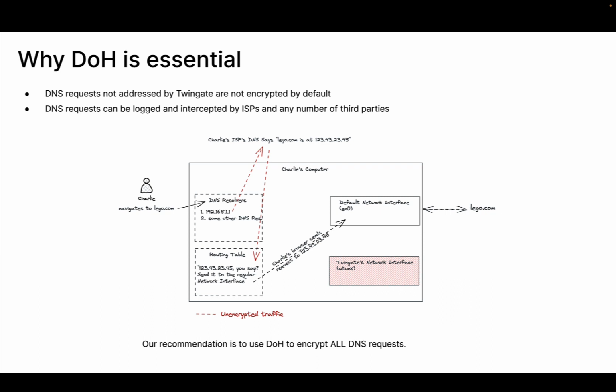Now, DoH is different. DoH is there to encrypt DNS traffic because DNS by default is not encrypted. And so what happens on your machine is that if you connect to lego.com, lego.com not being an IP, your computer first needs to figure out what lego.com is and where its public IP is. And so your computer sends a request to a DNS resolver.